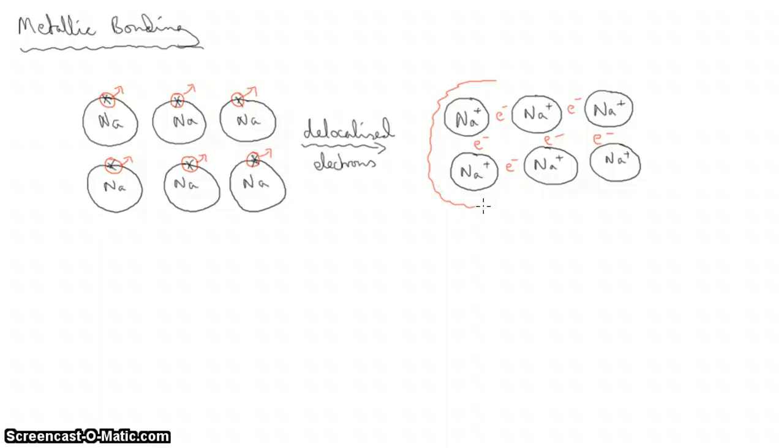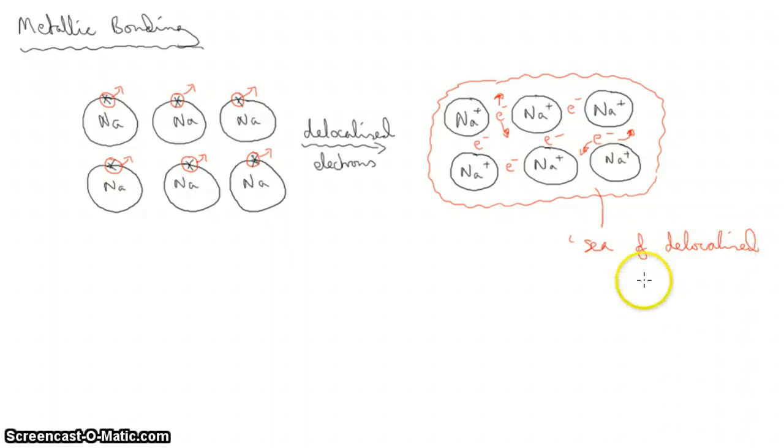Now those 6 electrons can move anywhere in and around. They're constantly in motion. One might be going that way, or it might go up that way, in and around the sodium ions. And this movement of the outer shell electrons is what's known as a sea of delocalized electrons.